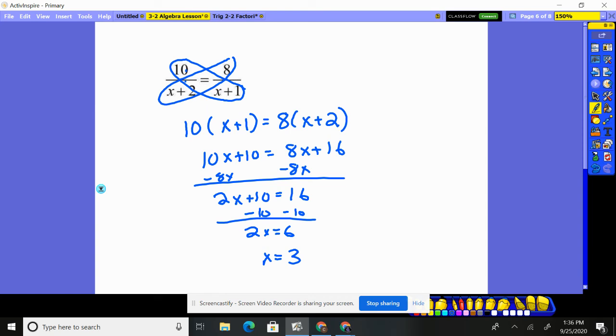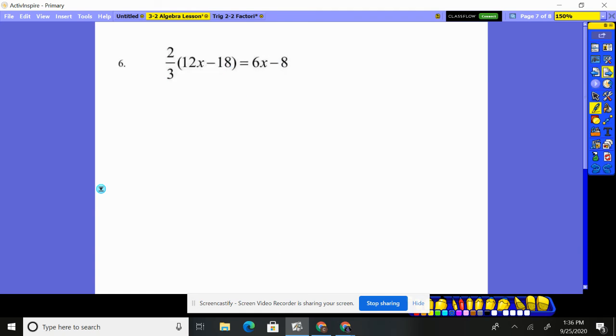10 divided by 3 plus 2. 3 plus 2 is 5. 10 divided by 5, 2. And on this side, we have 8 divided by 4, 2. It works out again. Now, what about one of these? Well, notice that what I need to do is I need to distribute this 2/3 through.